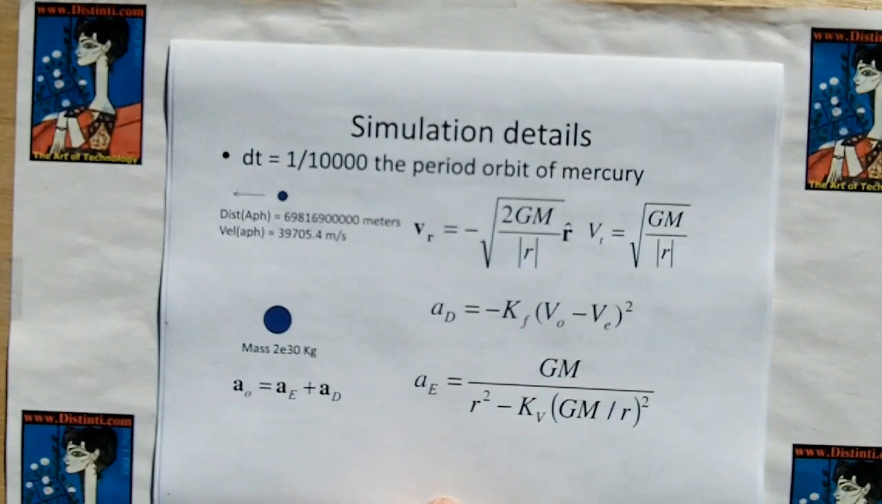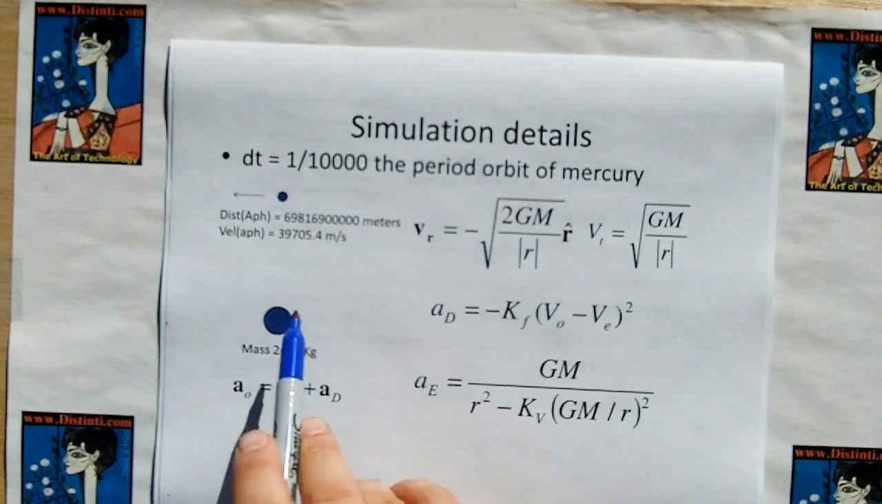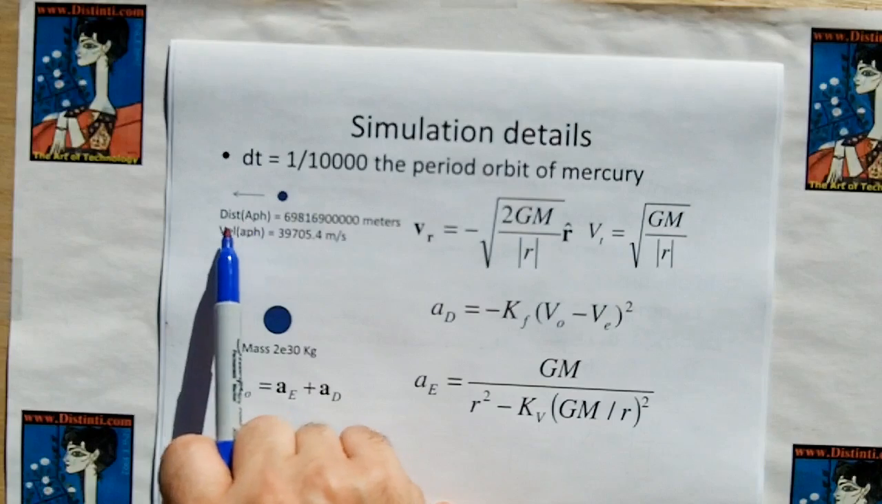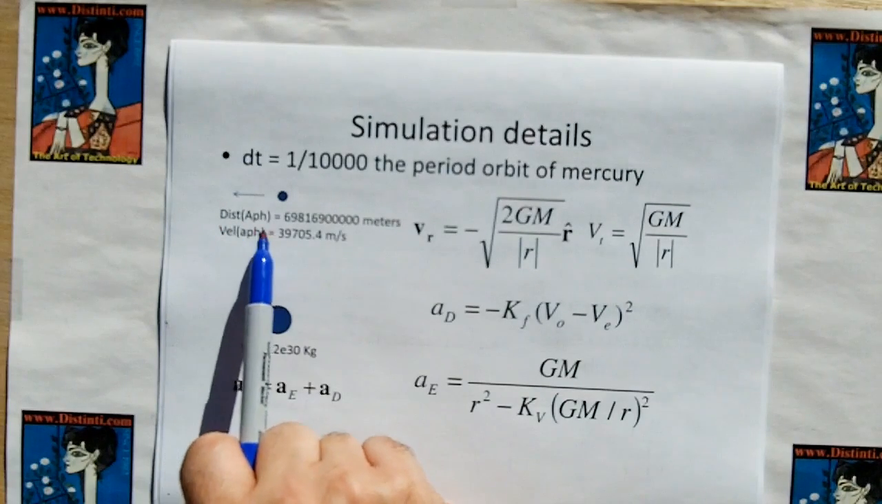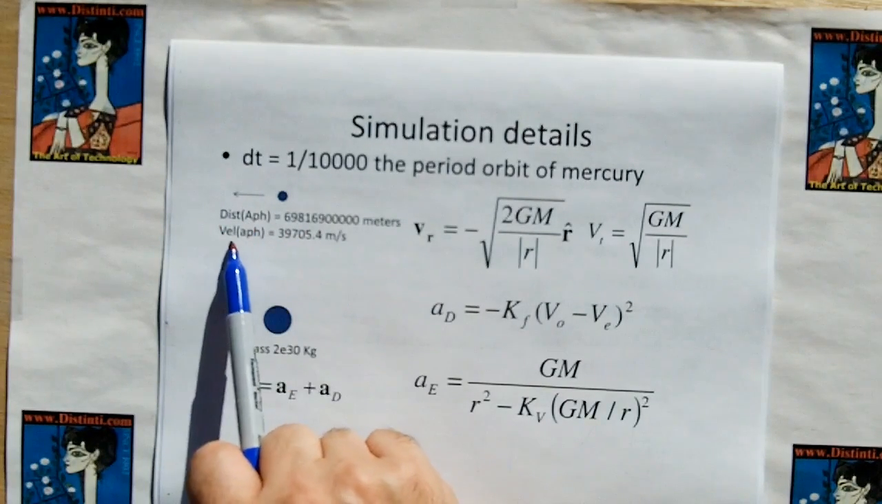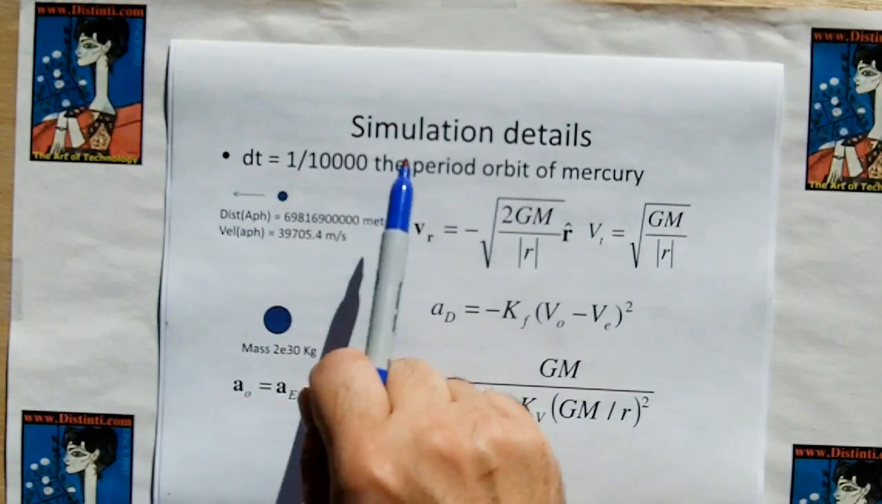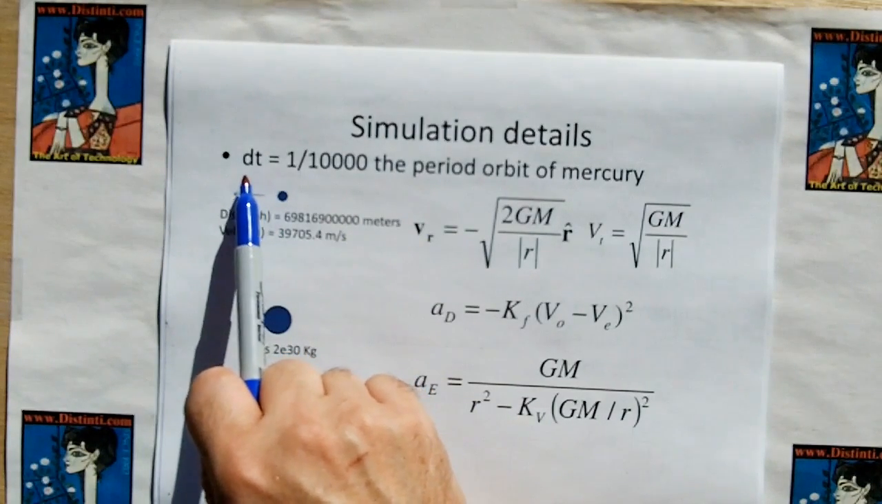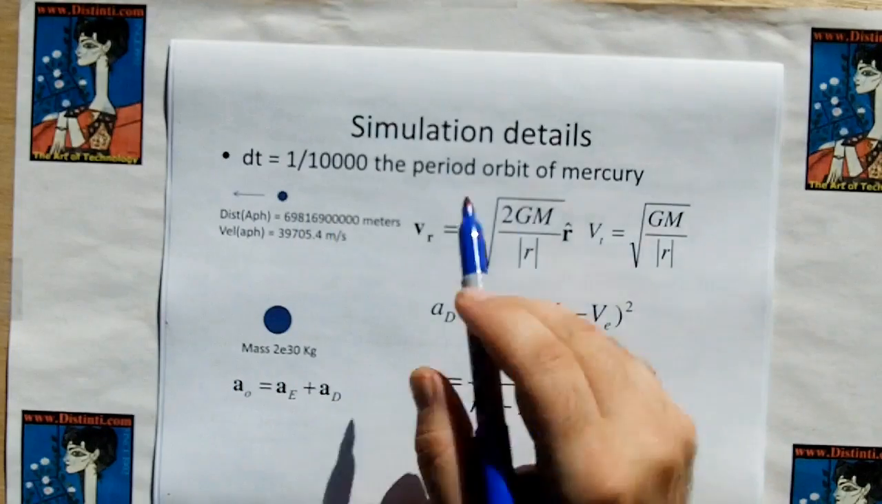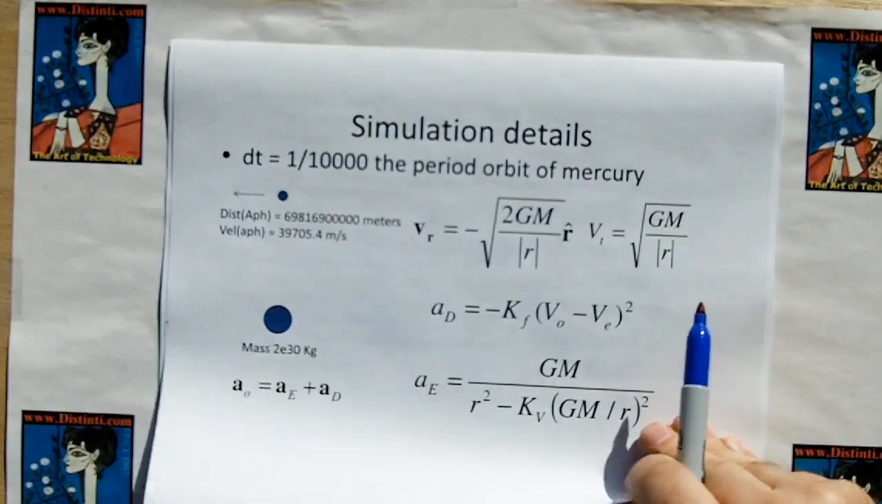Here are a few details of the simulation in case you want to do it on your own. These are the ethereal mechanics models that were used. This is the drag acceleration. This is the acceleration of the ether. The acceleration of your object is the acceleration of ether plus the acceleration due to drag. The mass of the sun I used was 2 times e to the 30 kilograms. For the initial distance for Mercury at aphelion, I used this number, and the initial velocity was in that direction. The delta time I used was 1/10,000th of the period of the orbit of Mercury.